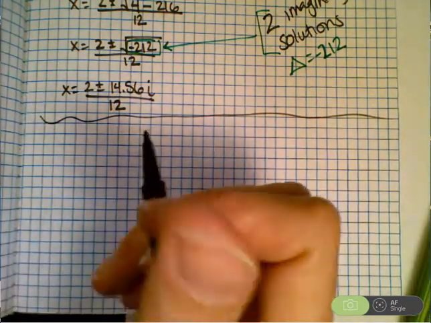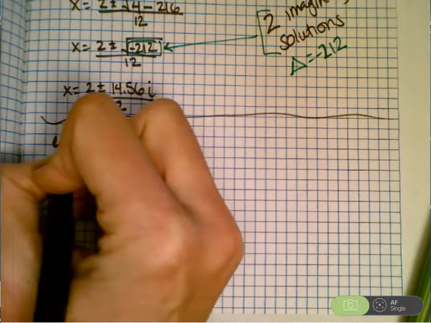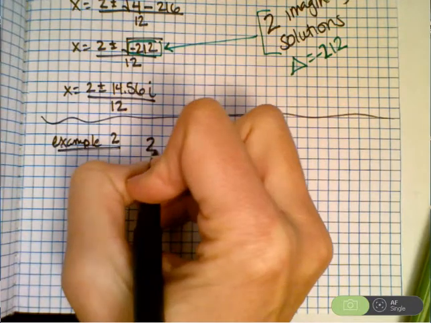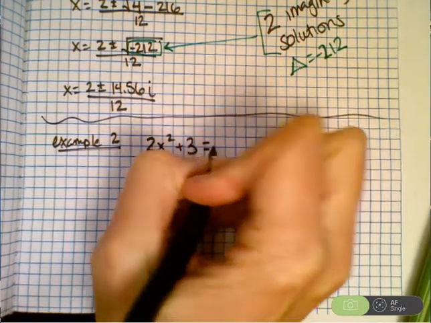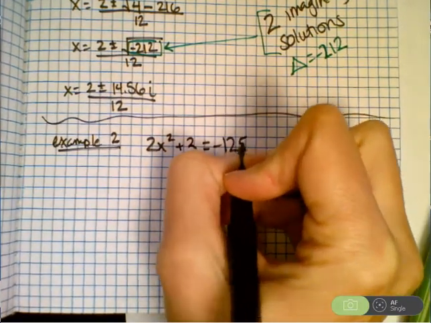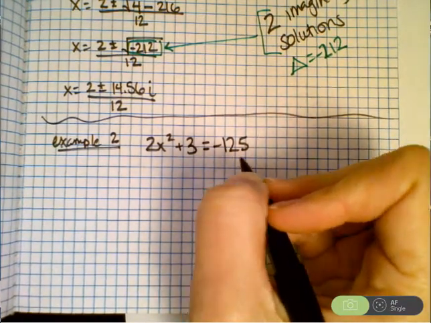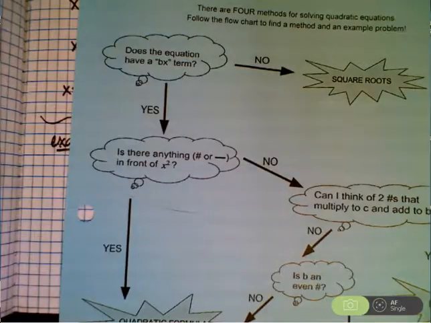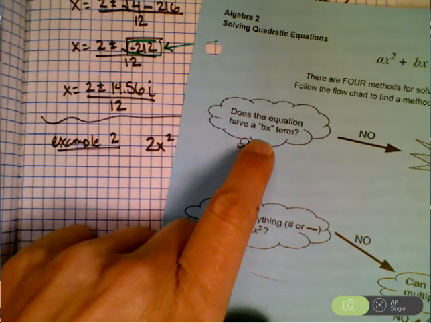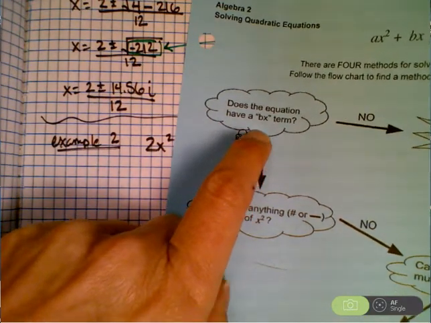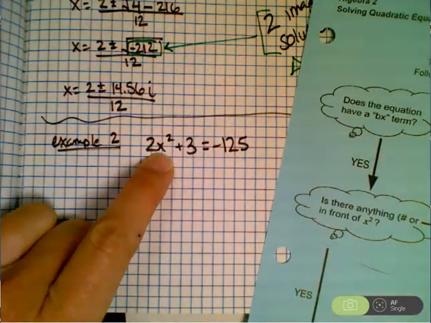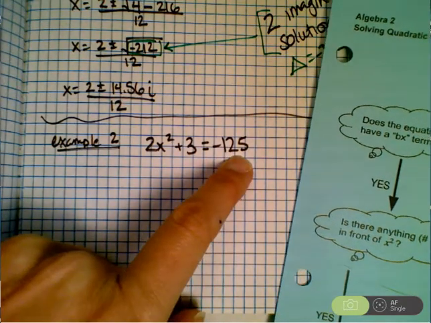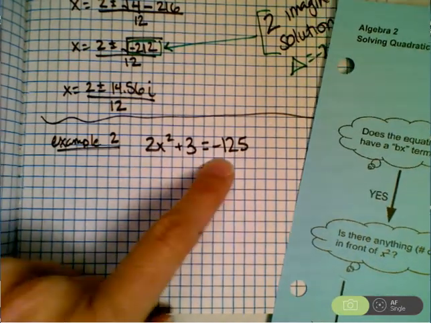My next example is example 2. And it is 2x squared plus 3 equals negative 125. So I look at that. I can take out this handy flowchart again if I want. Does the equation have a bx term? So I'm going to look at this. I see an x squared. I see a 3. I see a negative 125. I don't see anything with x by itself in it.